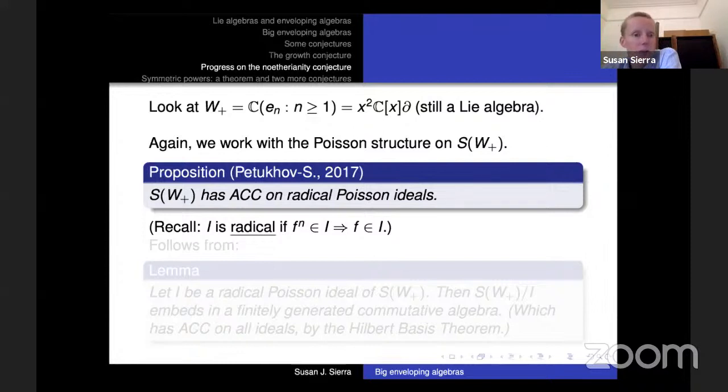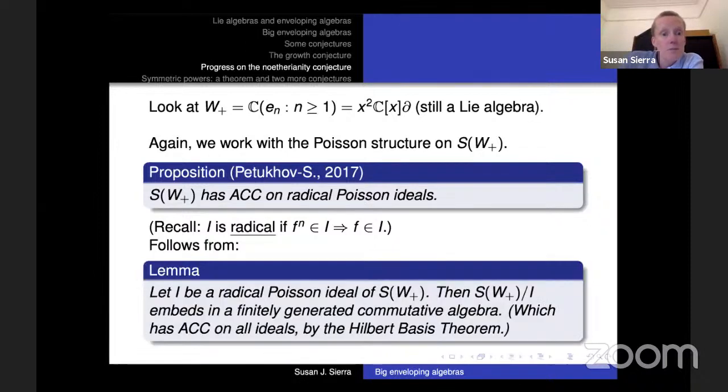S of W plus, by the way, certainly does not have ACC on just ideals, full stop, without this Poisson structure. Because S of W plus, remember, is polynomials in infinitely many variables E1, E2, E3, and on. So, for example, the ideal generated by E1 is strictly contained in the ideal generated by E1 and E2, etc. Or another way of saying that is that if I look at the ideal generated by all the variables, you need infinitely many variables to generate that. That's certainly not finitely generated. So having ACC is definitely a Poisson property.